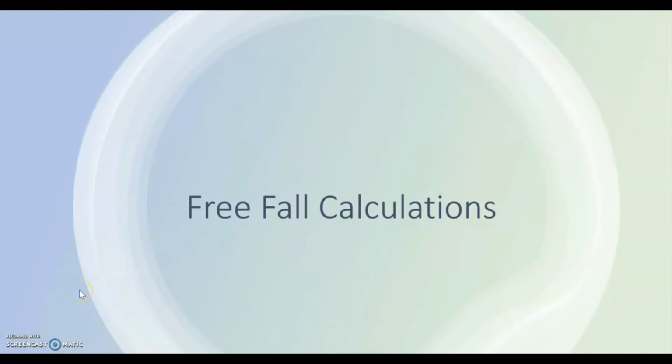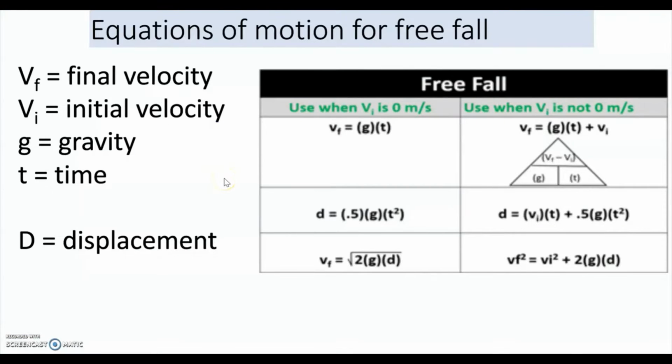Hi, all right, in this video we're going to look at some free fall calculations together. So here's a table with the equations, and of course we've already talked about all these variables. VF being final velocity, VI the initial velocity, G for gravity, T for time, and D for displacement. I will point out that a lot of times the D for displacement you could see as the change in Y values or the change in X values, because really the displacement is the change in position.